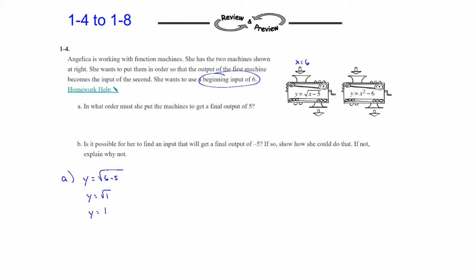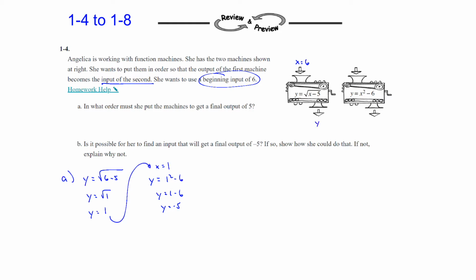Now she says that she wants to make the output of the first machine become the input of the second. So now we're going to take this y equals 1 and plug that in as x equals 1 into the second machine. So y is equal to 1 squared minus 6. And that would be 1 minus 6, which is y equals negative 5.